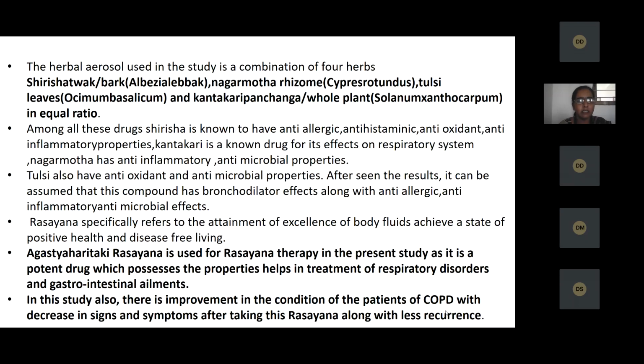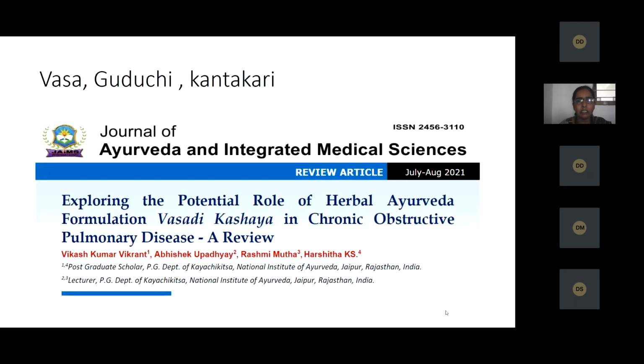Another article I searched is Vasadi Kashaya in chronic pulmonary diseases. That Vasadi Kashaya contains Vasa, Guduchi and Kantakari. We know Vasa is a bronchodilator and immunomodulator, Guduchi is an immunomodulator and Dipana, and Kantakari is also antitussive in nature. These are showing good results in the COPD patient. That is the Vasadi Kashaya: Vasa, Guduchi and Kantakari.